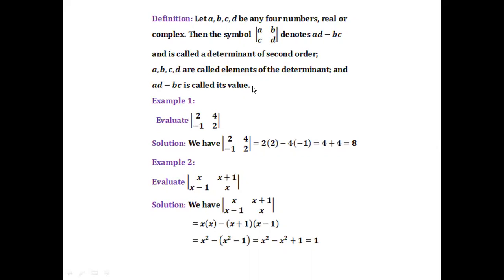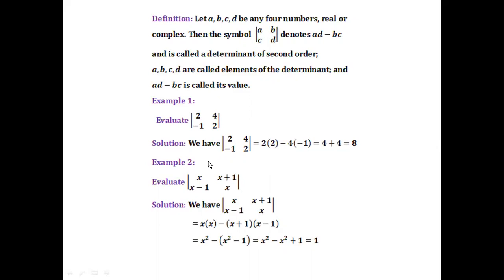Comparing with this, here A equal to 2 and B equal to 4, C equal to minus 1 and D equal to 2. By using this formula, we have AD, thus A is 2 and D also 2. So 2 into 2 minus B into C. The value of B is 4 and the value of C is minus 1. Here 2 into 2 becomes 4 and minus into minus becomes plus 4. Thus 4 plus 4 is 8. Thus the value of this determinant is equal to 8.